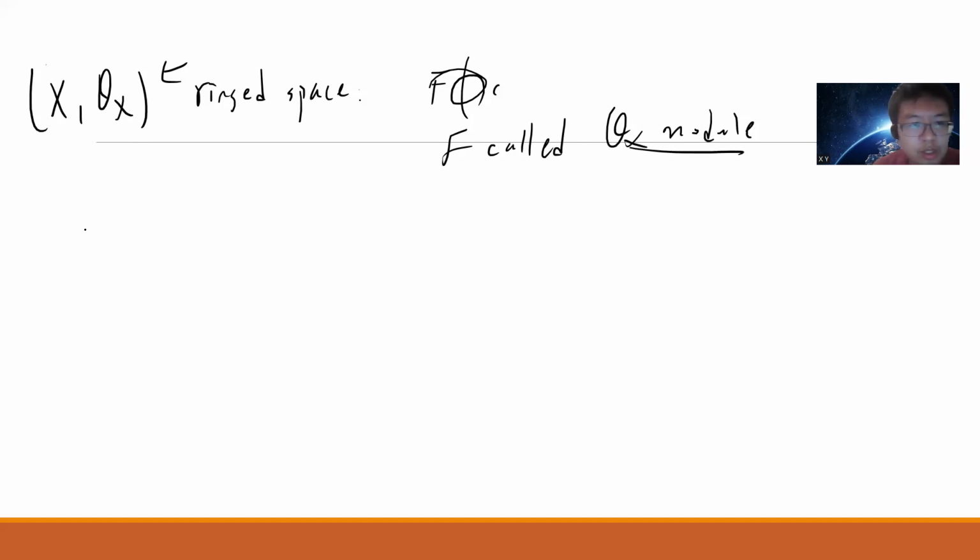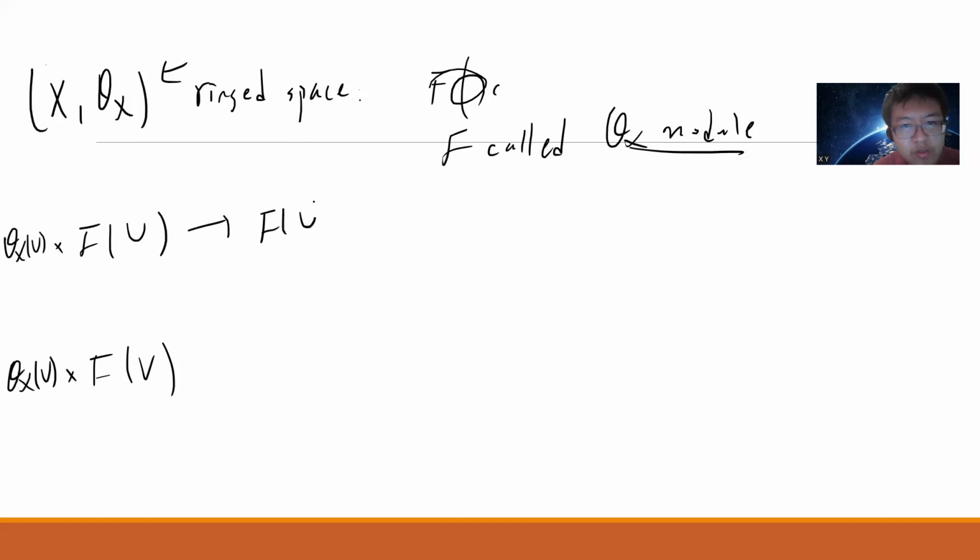So basically, if you take F(U) and F(V), with U and V open sets, this is a definition. F is a sheaf, and for each open set there's always a module structure. We have this restriction such that this diagram commutes. This is U, this is V.